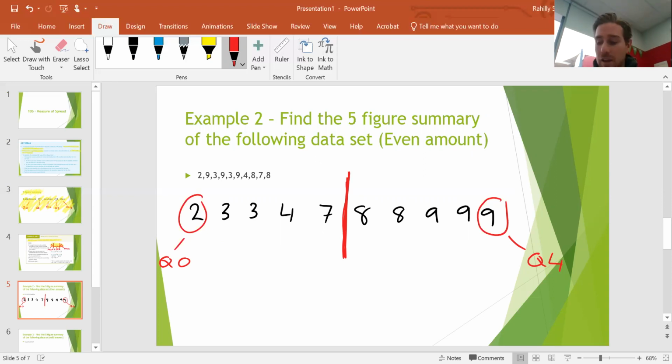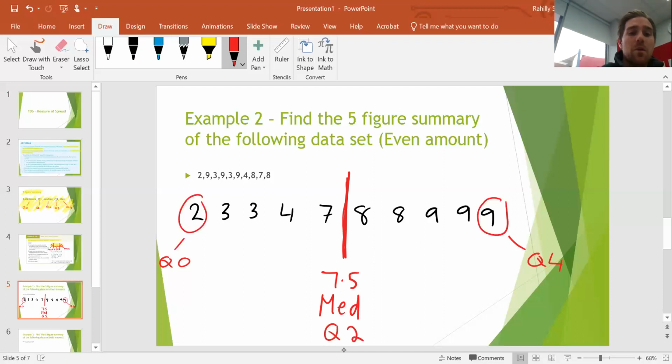To work out our median, or our Q2, we're going to find the number between 7 and 8. So 7 plus 8 gets you to 15. Divide that by 2, gets you to 7.5. So that's your median, or your Q2.